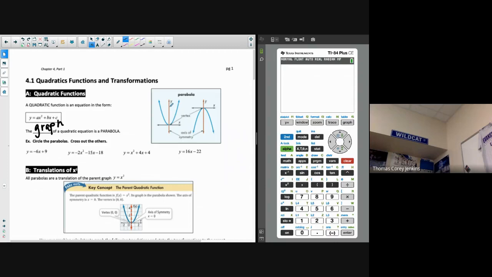All right, so for our first exercise here, we want to circle the parabolas and cross out the others. Pretty easy exercise. So which ones have an x squared? That would be this one and this one, and not these two.